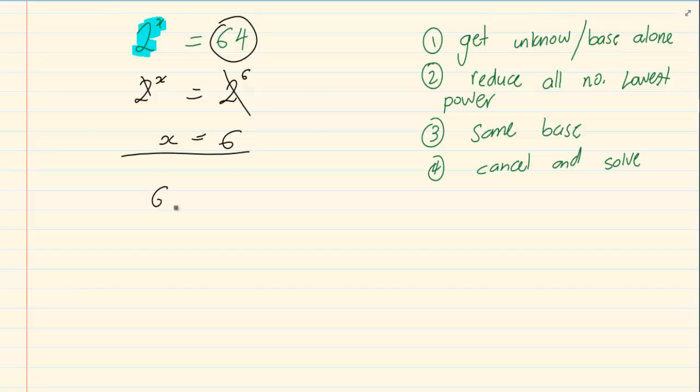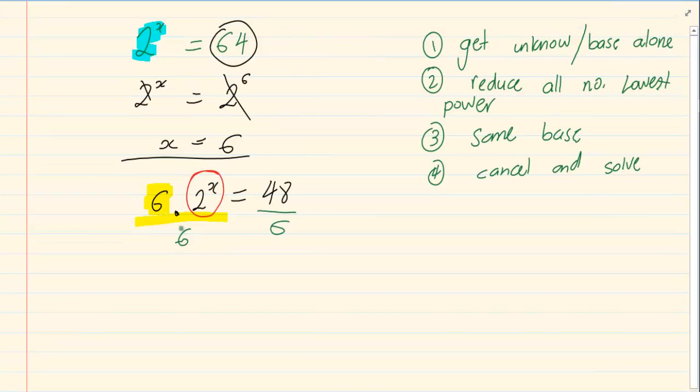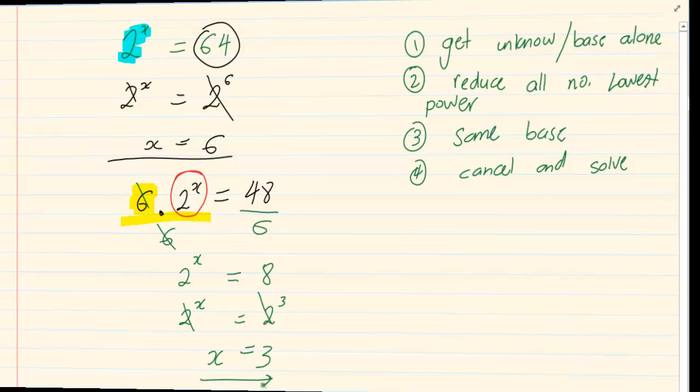Let's try a bit more challenging. If I have 6 times 2 to the power of x is equal to 48. Now look, the base and its power is only 2 to the power of x. So I want to get rid of the 6 first. How am I going to do that? I'm going to divide by 6. What I do on one side, I'm going to do on the other side. So I end up with 2 to the power of x is equal to 8. 8 becomes 2 to the power 3. And since we have the same base, we can now cancel and we have x is equal to 3.